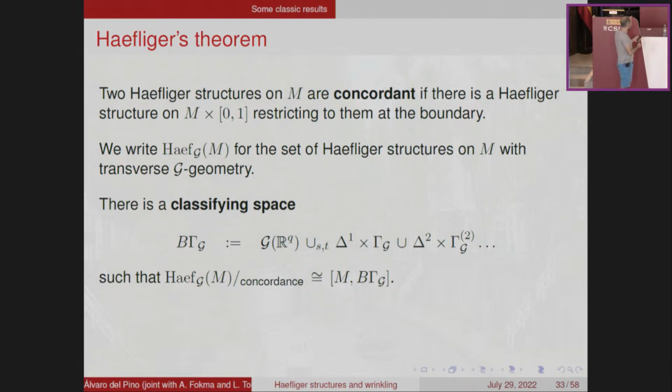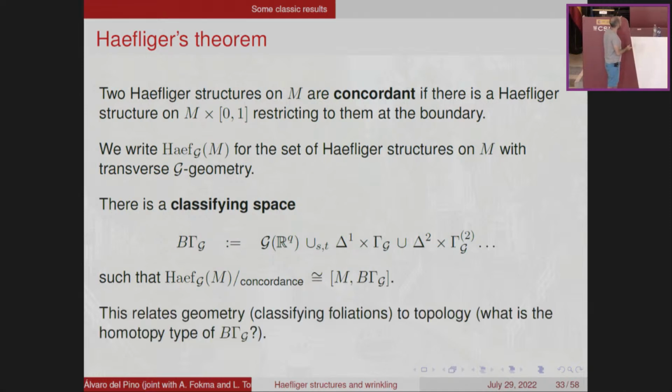And what he proved is that Haefliger structures up to concordance through Haefliger structures are in one-to-one correspondence with homotopy classes of maps into the classifying space. And now this is the point. This is why we're doing homotopy theory. Once you've passed to studying maps into something up to homotopy, well, this is homotopy theory, and you can study it as such. So this is amazing.